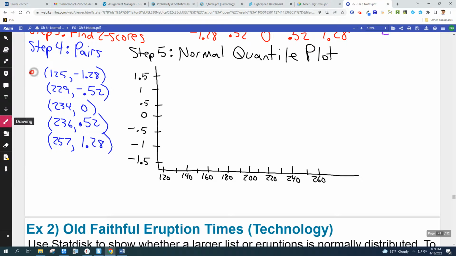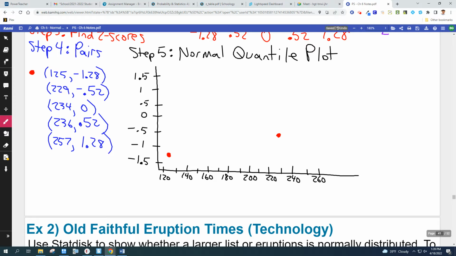First point, 125 comma negative 1.28 is about right there. Eyeball it up, do a nice job as good as you can. Next, you've got 229 comma negative 0.52. So 229 negative 0.52 is going to be, I don't know, about right there maybe.